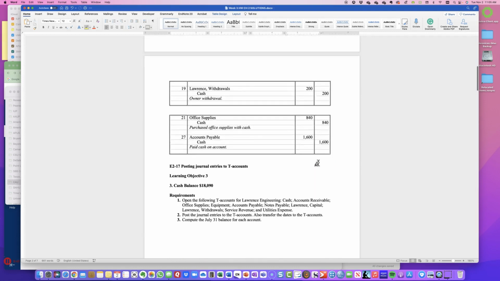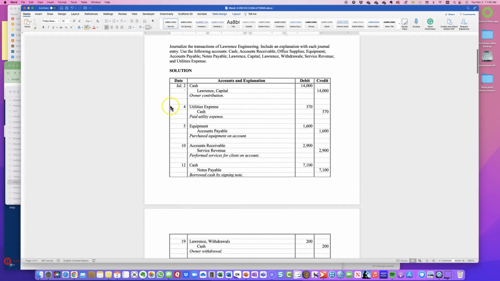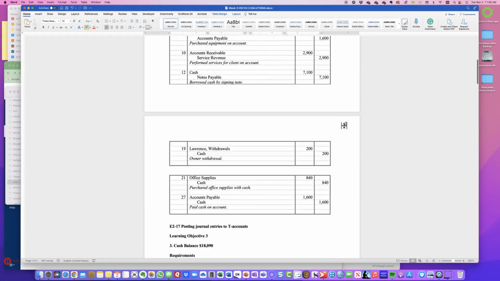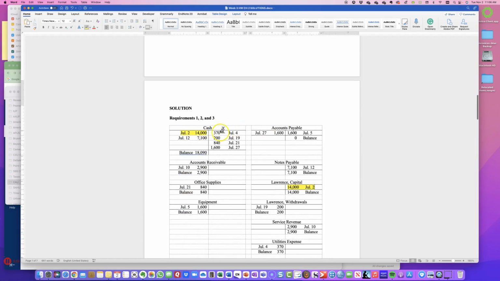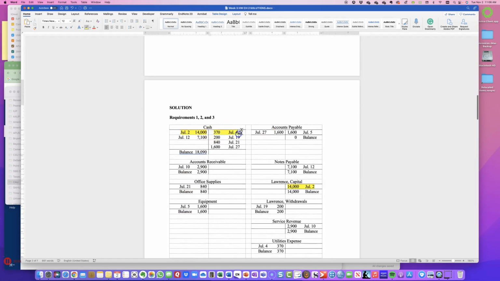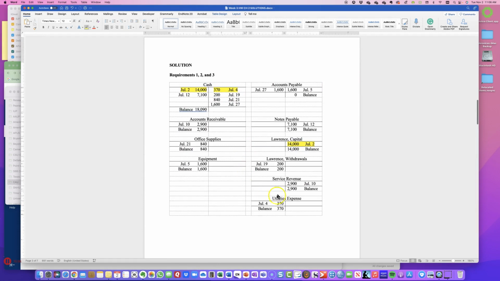Then we move on to our next entry, where we paid the utilities expense. We're going to have a debit of $370 for our utilities expense, and then we're going to credit cash. Let's start with the cash, and we see the credit here for July 4th, and then we scroll down to the utilities expense and we see July 4th. We'll wait on the balance until we complete all of the journal entries in order to record it.